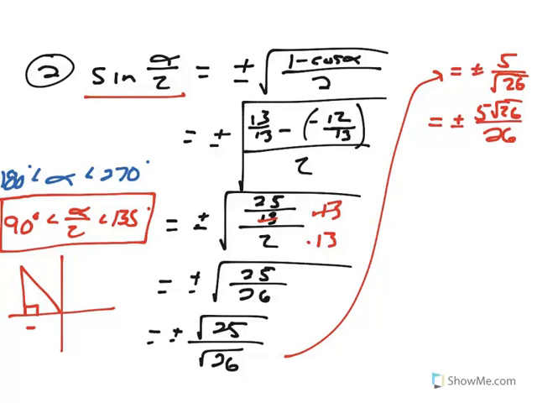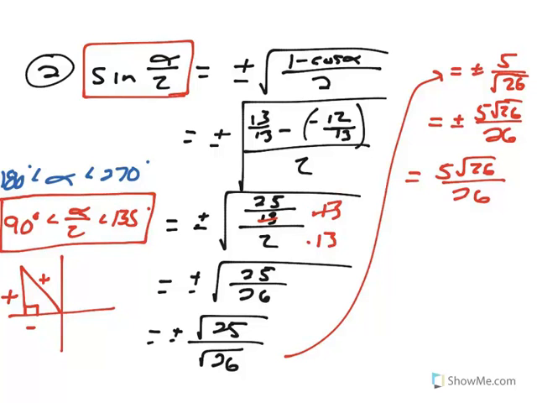In quadrant 2, your x value is negative, your y value is positive, and your r value is positive. Sine, which is what this question is asking for, sine of alpha divided by 2. In quadrant 2, sine is positive because both your y's and your r's are positive. So the final answer is 5 square roots of 26 over 26.